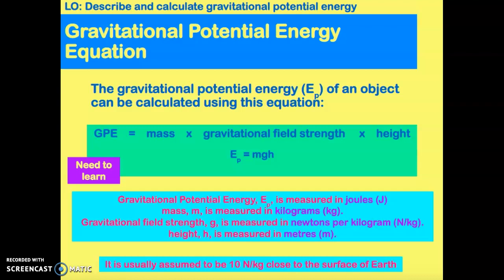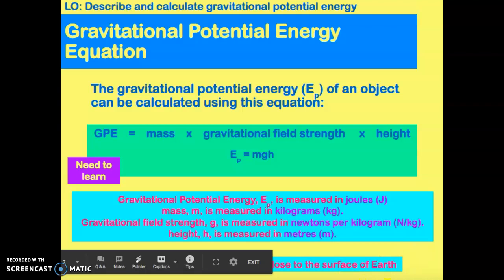If we're on Earth, we can usually assume that gravitational field strength is 10 newtons per kg. On the surface of the Earth, it slightly changes depending on how far away we are from the core of the Earth, but if they do not tell you in the exam what the gravitational field strength is, you are allowed to assume that it is 10 newtons per kg. So it might be an idea to write down that little last box there as well.